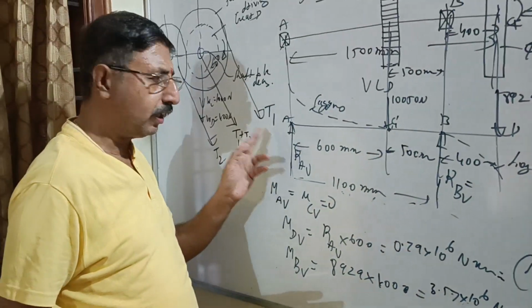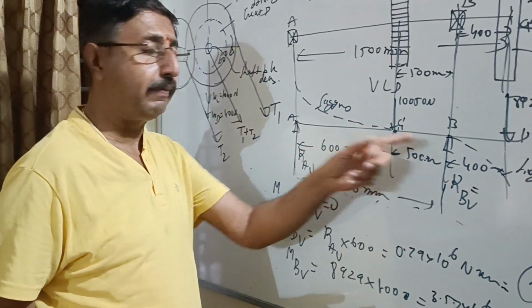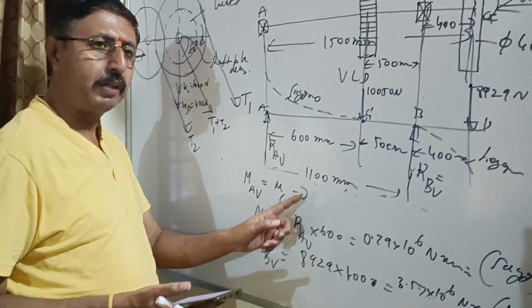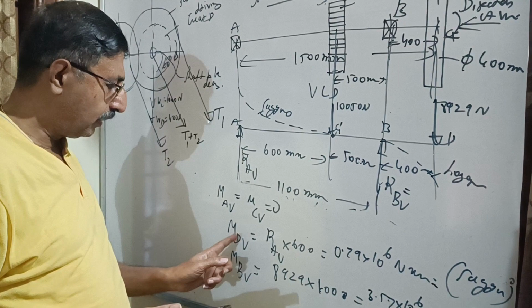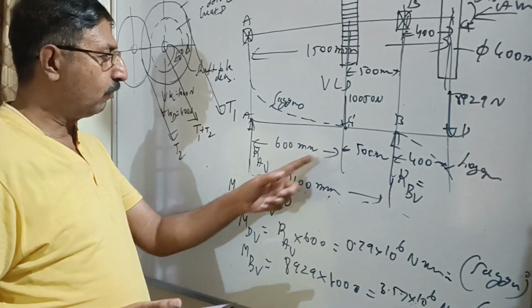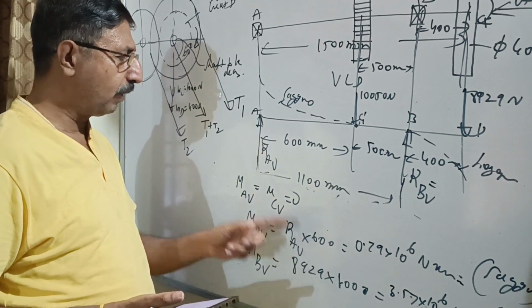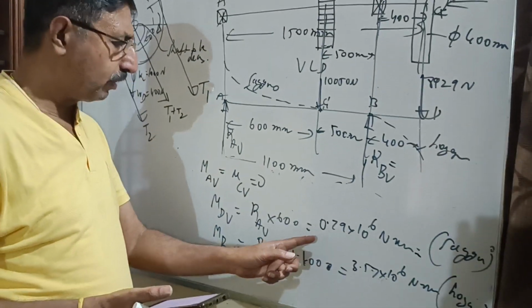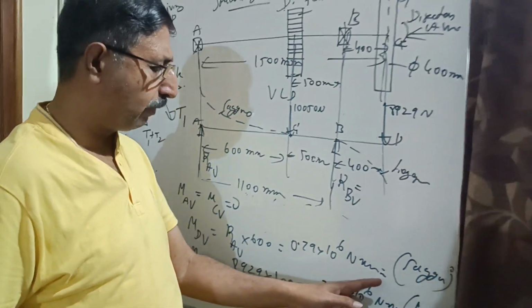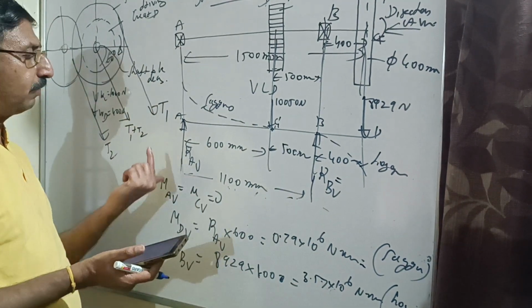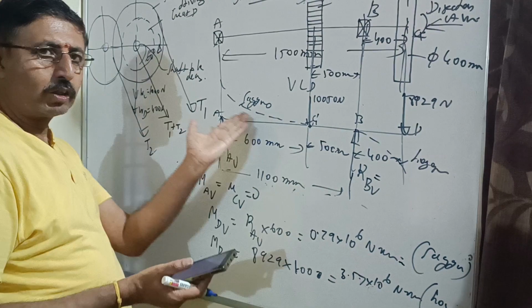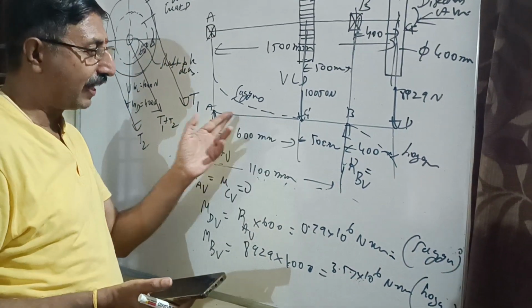I hope you understood what bending moment is. Please note, at the end point the bending moment will always be 0. So MAV is equal to MCV equals 0. And MBV is RAV into 600, because there is only one force to the right of point C, so it is easy to find the bending moment due to RAV. RAV into 600 is 0.79 into 10 to the 6 Newton millimeter. That is sagging because it is upward, so the shaft will bend in this direction.